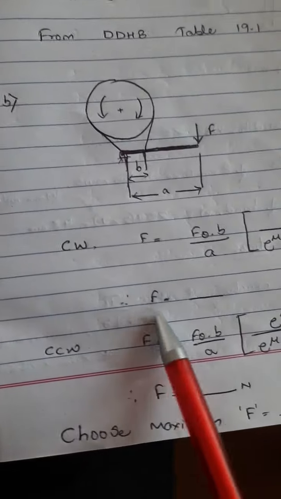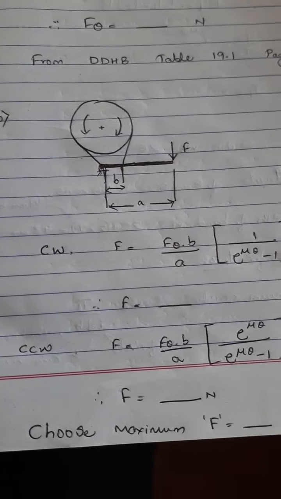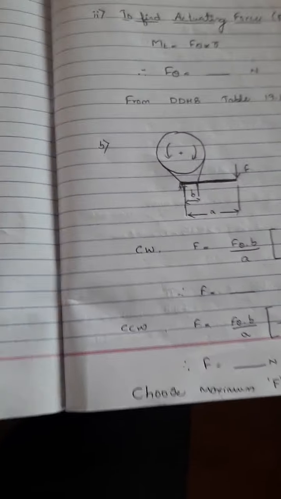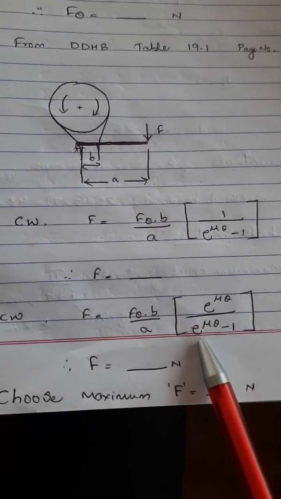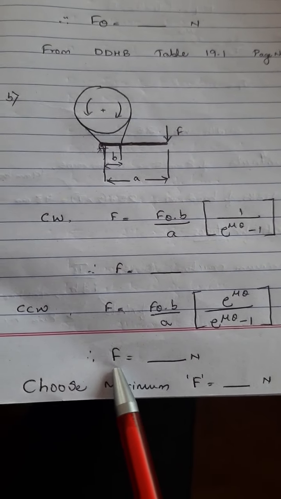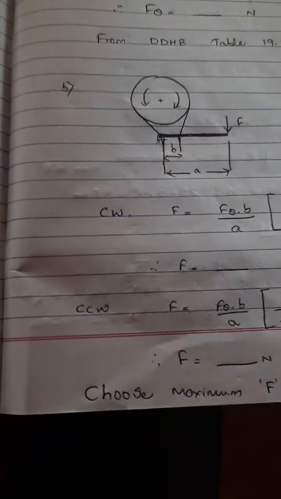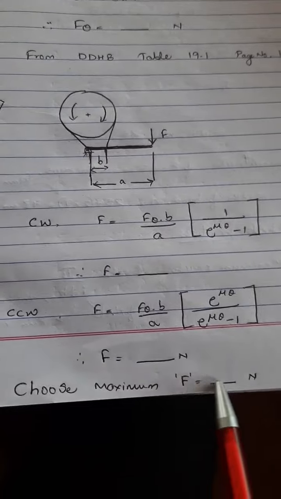Now for counterclockwise, we have the formula F equals F theta into b upon a, into e to the power mu theta, e to the power mu theta minus 1. From this we get F. So we have to choose the maximum F from these.